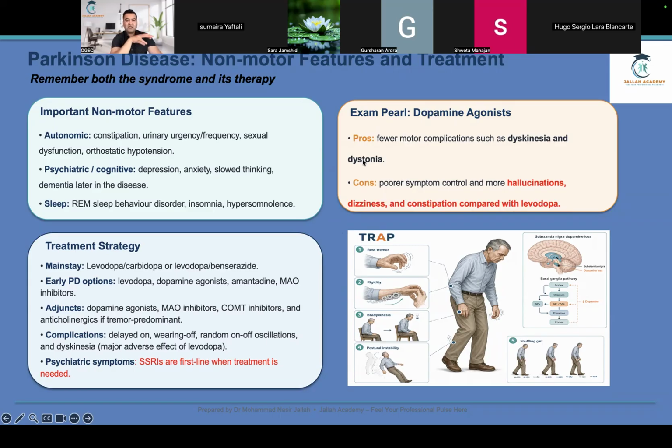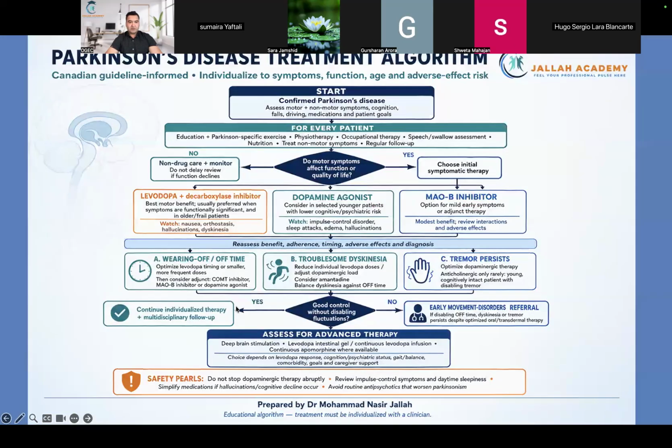But if the patient is very sensitive, like your patient has Parkinson's disease, and as soon as you start the levodopa, the patient gets dystonic, so in that case, you have no choice but to start the dopamine agonist. But you have to watch for that hallucination, dizziness, constipation, which is already there. So they are going to start getting worse and worse.